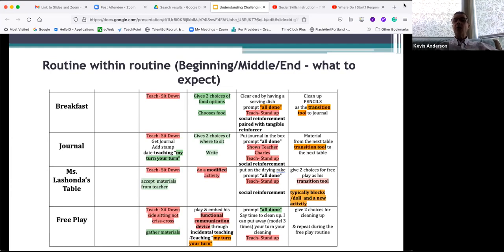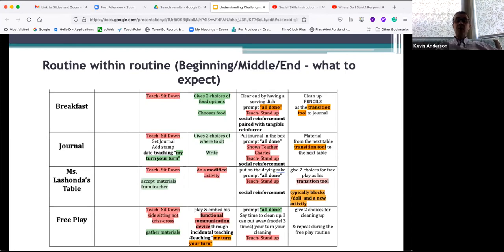So during journal, there are very specific things to be done at the beginning again, which is teaching sit down. They're working on choices again. They are doing something to prompt that child for when they are all done. They're teaching him to show the teacher that he is all done. And then again, he gets another transition. So this child gets a tangible object that helps them go from journal to Miss LaShonda's table.